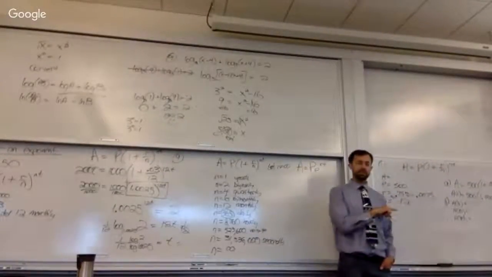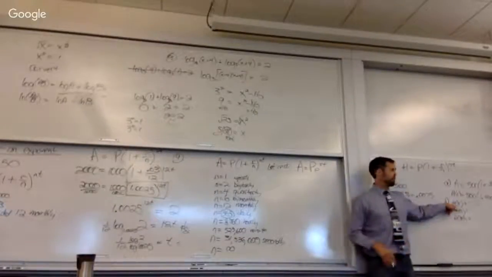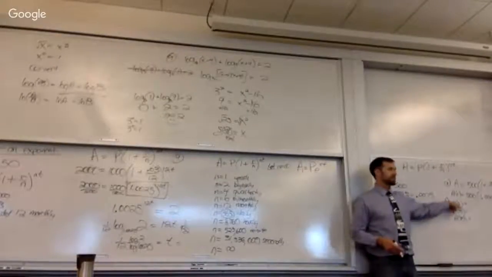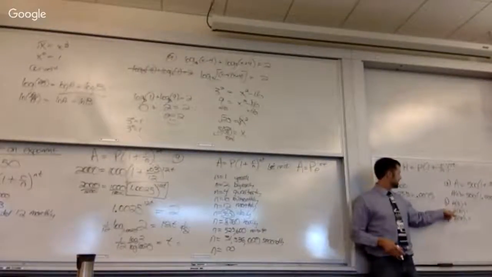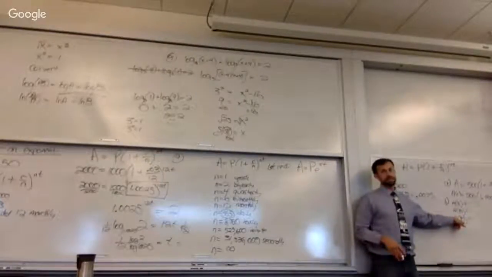Notice how nice function notation is. By just writing down A of 5, I've already communicated a complete sentence. Find the amount of money in the bank after 5 years. Find the amount of money in the bank after 10 years. Find the amount of money in the bank after 30 years. It's really concise language.